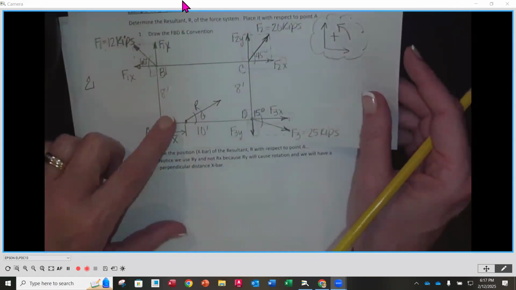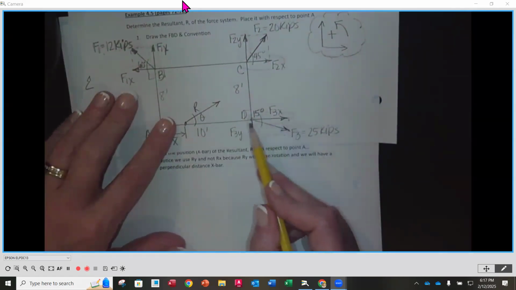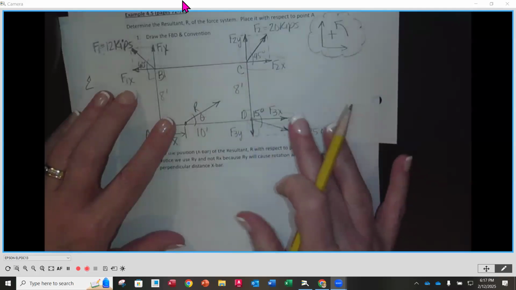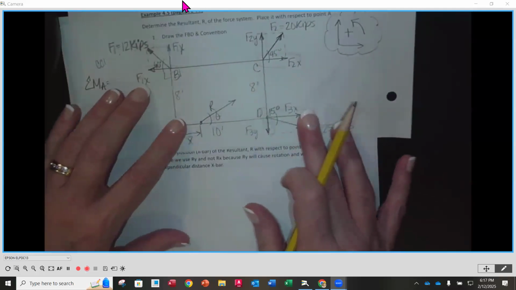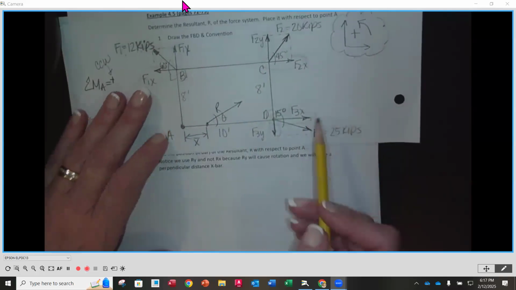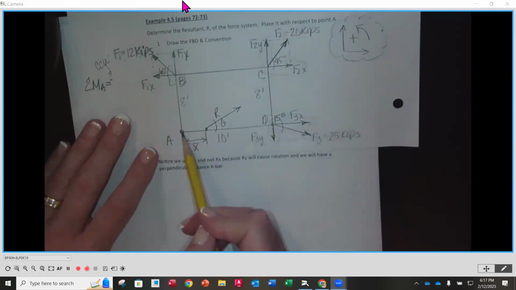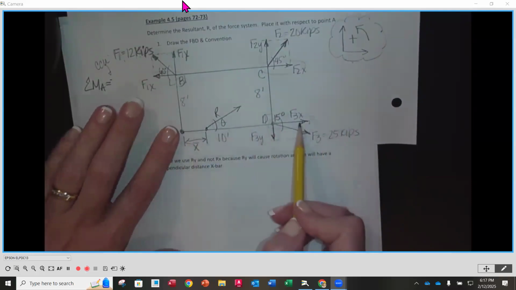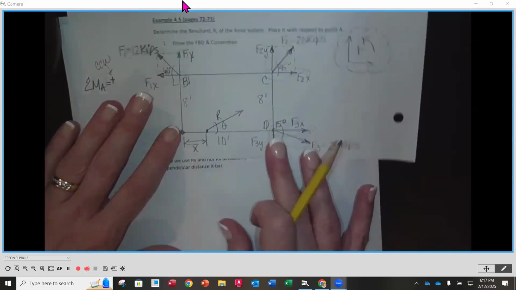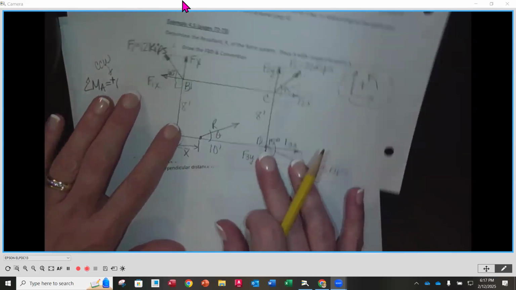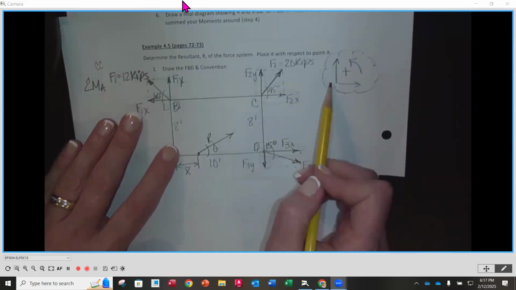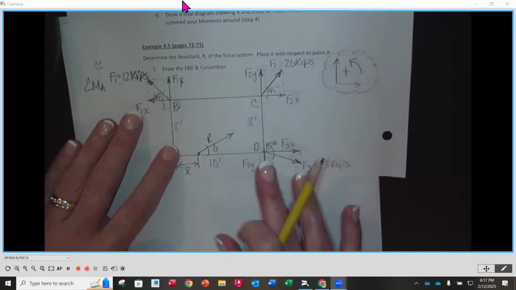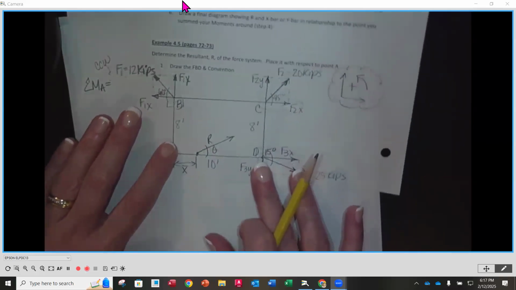Let's go back to A and let's look at force 3. Force 3 has X and Y. Let's look at the X component first. Force 3 does not cause rotation. If we pull that back along its line of action, it goes through point A. So there wouldn't be an offset distance. So it would be a 0 moment. So we won't even include it. But the Y component does cause rotation. It is going to go clockwise again. So it's going to be a negatively directed moment.